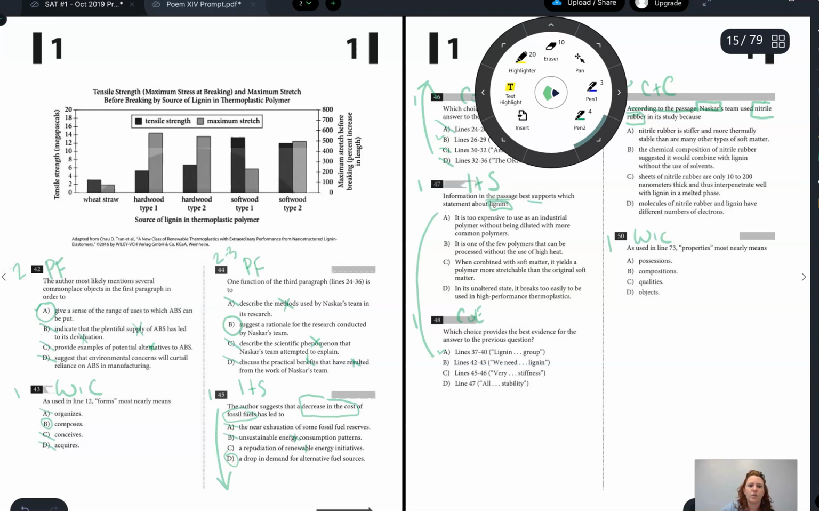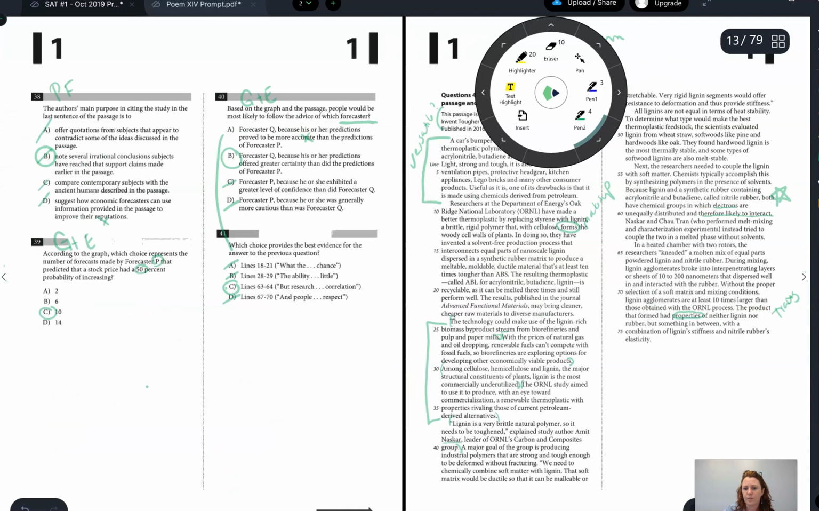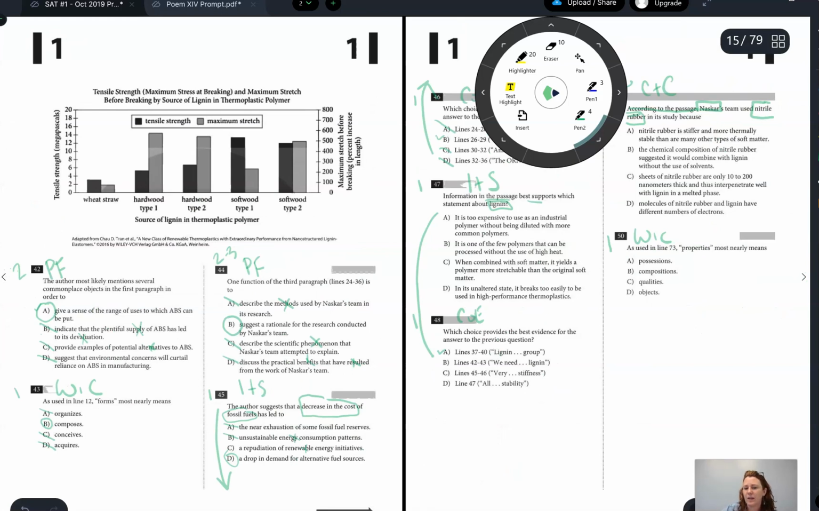Lines 42 through 43. Wait, 41, 42, and 43. We need to chemically combine soft matter with lignin. Well, that's something that we need to do to lignin, but it doesn't really give us any information about lignin. So even though it mentions the word lignin, it doesn't give us information about lignin other than something else needs to be added to it. So I don't feel as great about that one. Maybe I'll put a dot next to it because I don't want to completely get rid of it, but A feels better just because lignin's mentioned but not discussed.